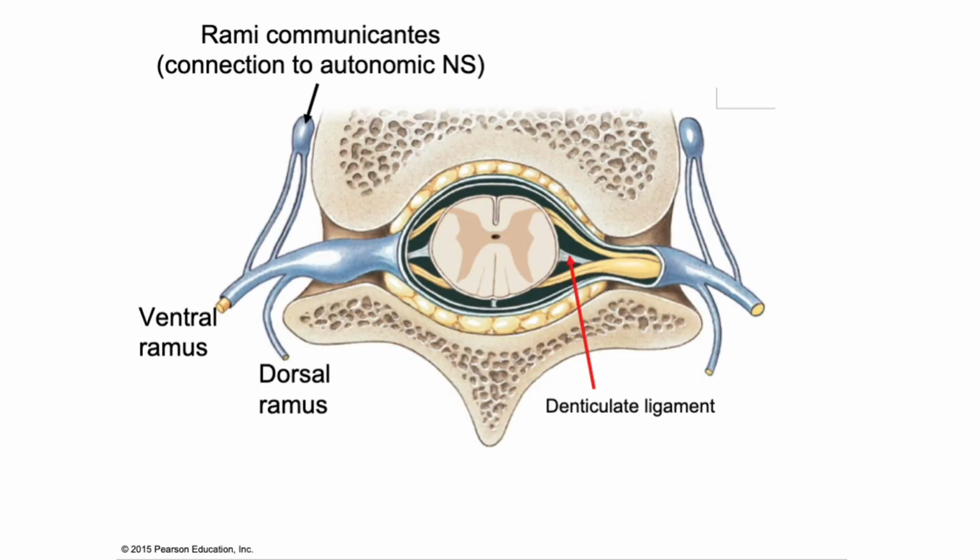So just continuing to talk about this, we have what are called rami communicantes. I know that's a fun word to say, but basically this is just what connects the spinal cord to the autonomic nervous system. You can also see the ventral ramus and dorsal ramus in this image. And remember, that's just another word for arm-like projection. Finally, you can see the denticulate ligaments in this cartoon format, so maybe make note of that here.